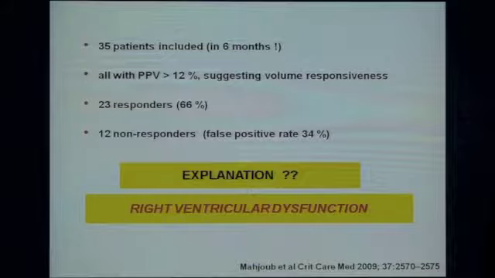The explanation must be right ventricular dysfunction, because obviously the so-called volume responsiveness is not the only mechanism by which you can create pulse pressure and stroke volume variability. The alternative obvious mechanism is right heart dysfunction, and I will come back to that. We were postulating that earlier on.